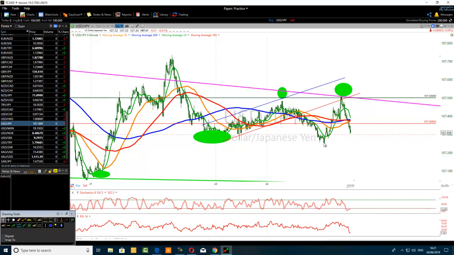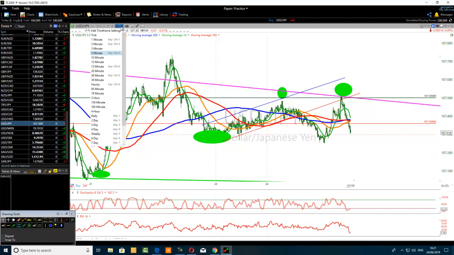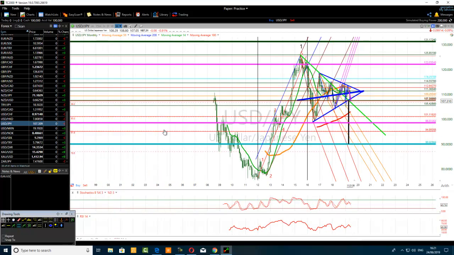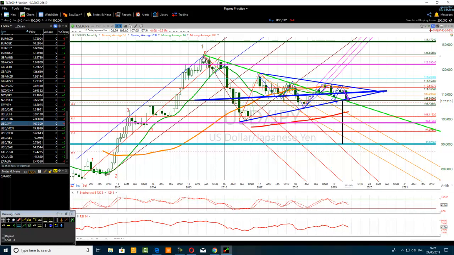This is a scalping looking for quick and fast profit. It can go down more. I'm just going to go quickly to the monthly charts. That's a green trend line. We need to watch it carefully.